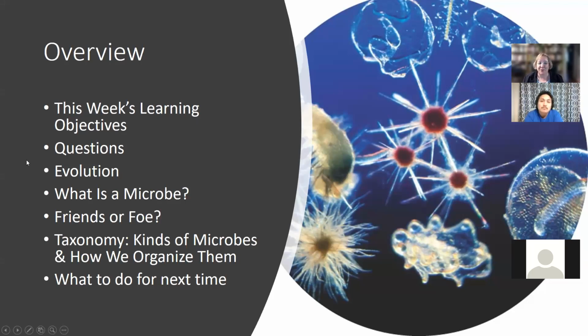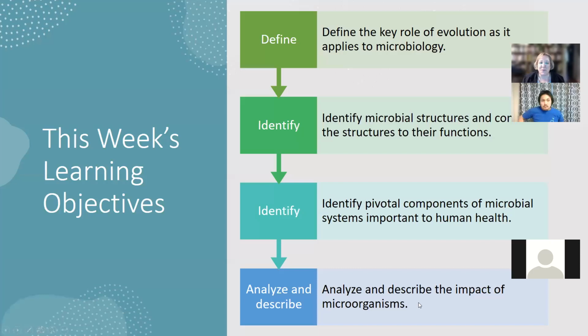Okay, I'm going to open it up for questions. We're going to talk about evolution. We'll talk about what a microbe is. We'll talk about whether microbes are our friends or whether they're bad guys or enemies. And then I don't think we're going to get to taxonomy, but it's there in case we have time. And then we'll go over what to do for next time.